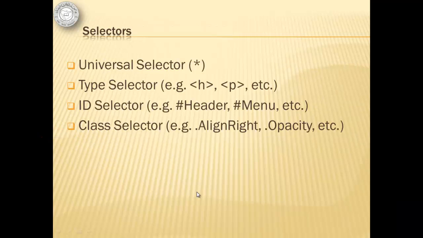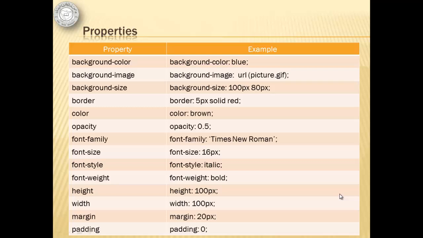There are several kinds of selectors, including the universal selector, which affects all the elements and is denoted by asterisk or star. The type selector, which can be an HTML element or tag like H, P, or div. The ID selector, which starts with a sharp or pound sign, followed by a name given by the designer. And the class selector, which starts with a dot and also followed by a name given by the designer.